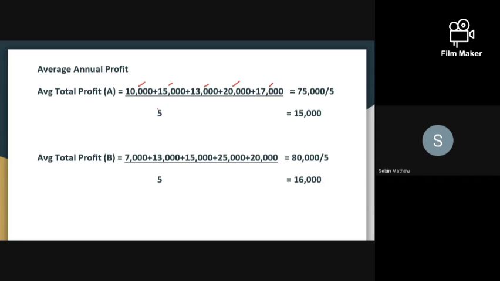So what we will do first, we will be making the average of it, because we have 5 years, so we divide it by 5. So what is the total of this? The total is 75,000 divided by 5, which gives us the value 15,000.